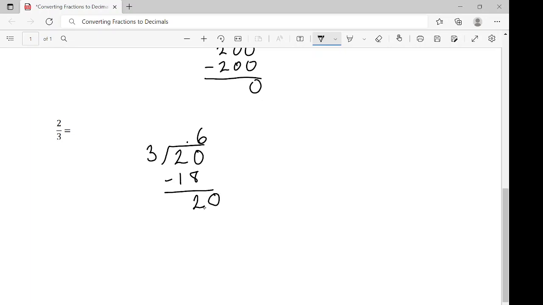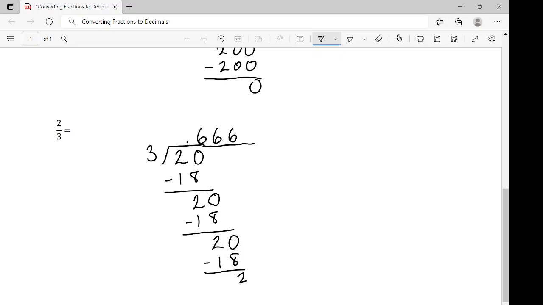Now 3 goes into 20 again, not evenly, but the closest it can get is 6 times. And again, we do 6 times 3. We're going to get 18. And we're going to get 2 again. And we can go through this again, 20. It's another 6. It's going to be 18 again. And it's going to repeat over and over again.